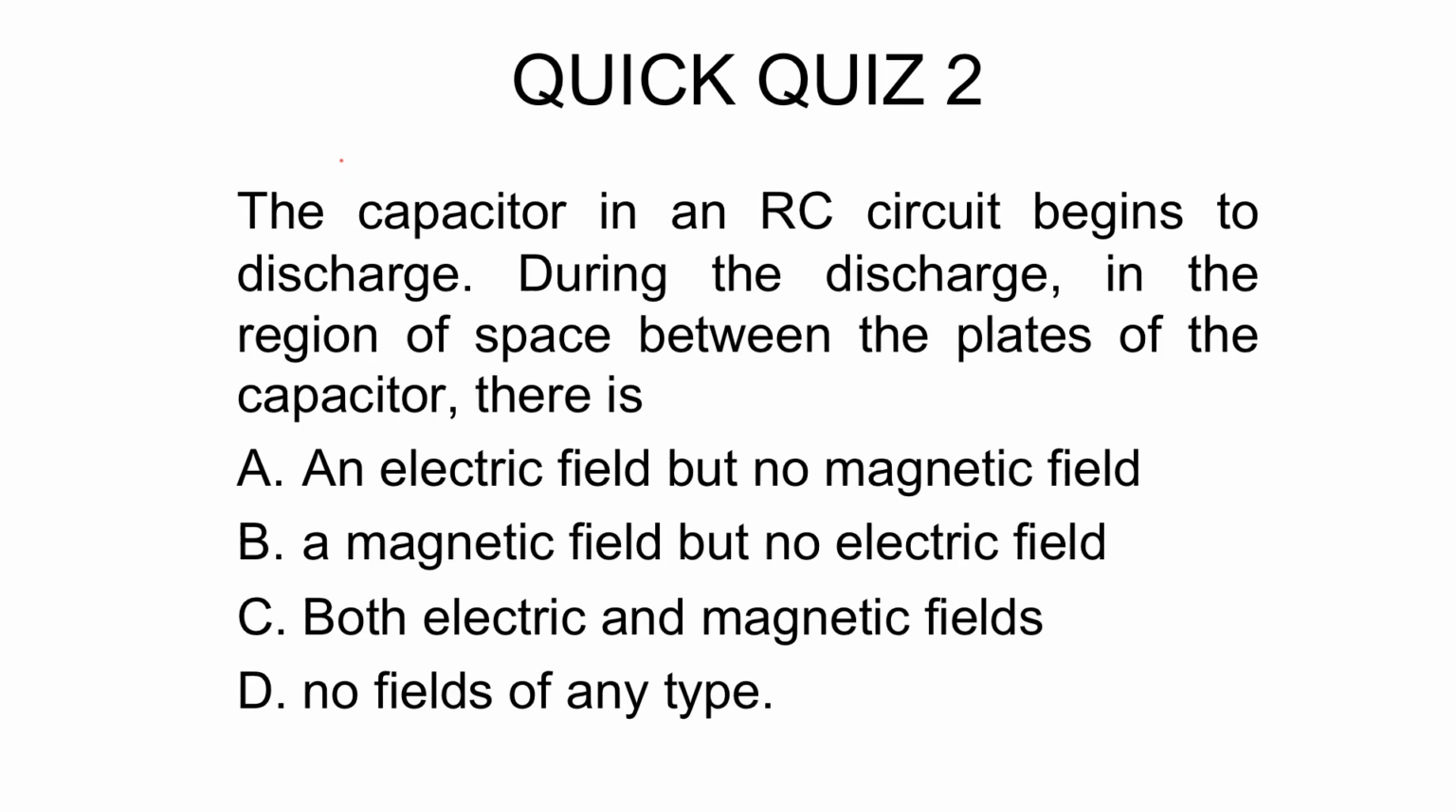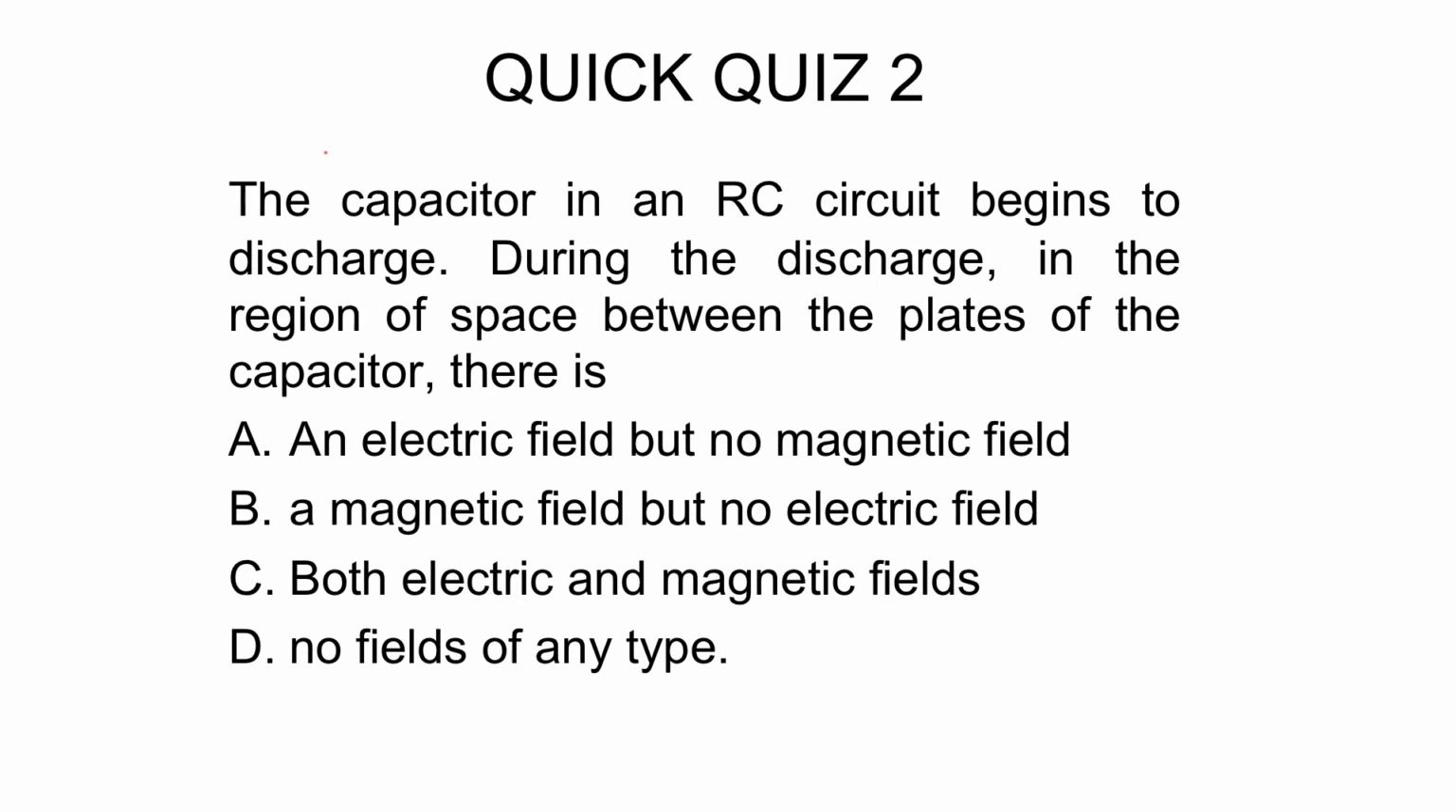Quick quiz 2. The capacitor in an RC circuit begins to discharge also. During the discharge, in the region of space between the plates of the capacitor, there is this. They are going to have both electric field and magnetic field, because now we are talking about the change of electric field producing a magnetic field, and that's the reason why you get answer C.